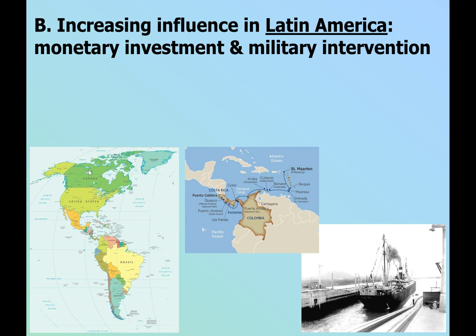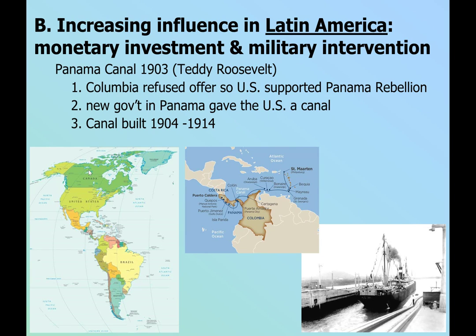Okay, now, as I mentioned before, the other place where we're increasing influence is in Latin America. So not just in Asia, but also in Latin America because of the Roosevelt Corollary to the Monroe Doctrine. During this period, we're going to increase monetary investment. That means we're going to pour money into Latin America and business investment. And we are also going to become more actively involved with the military. We're going to intervene in Latin America more often.